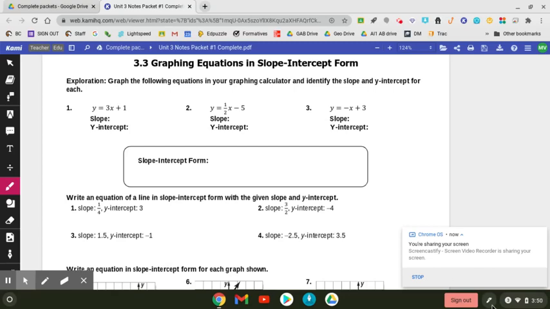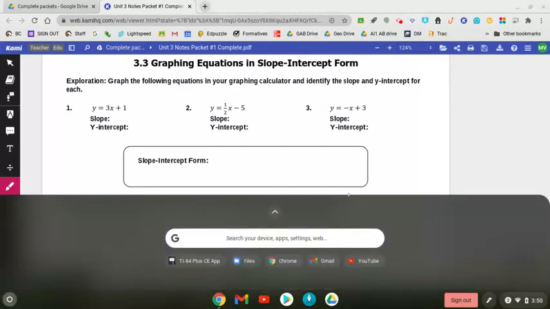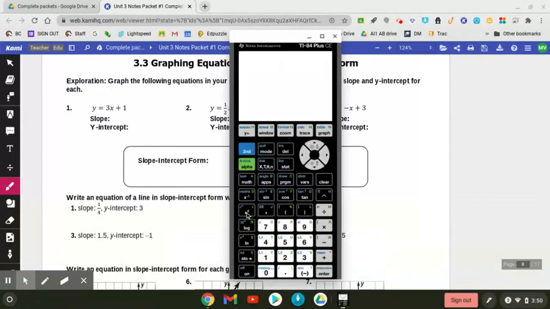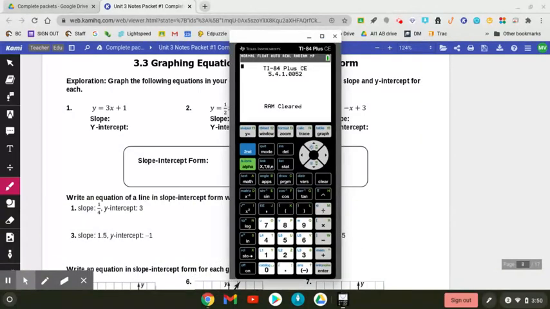Hey everyone, today we are talking about graphing equations in slope-intercept form. And so we want to explore graphing these on our graphing calculator. So I am going to open up my app here on my calculator. And you can use the app or you can use your calculator. I think it's definitely easier if you use your own calculator. And today we're going to explore a couple of things, what it means when we're graphing.